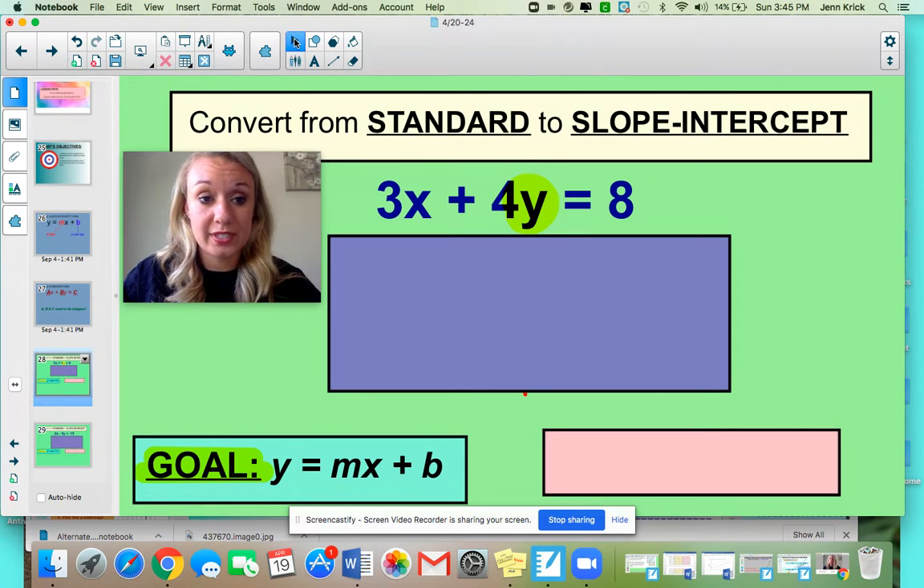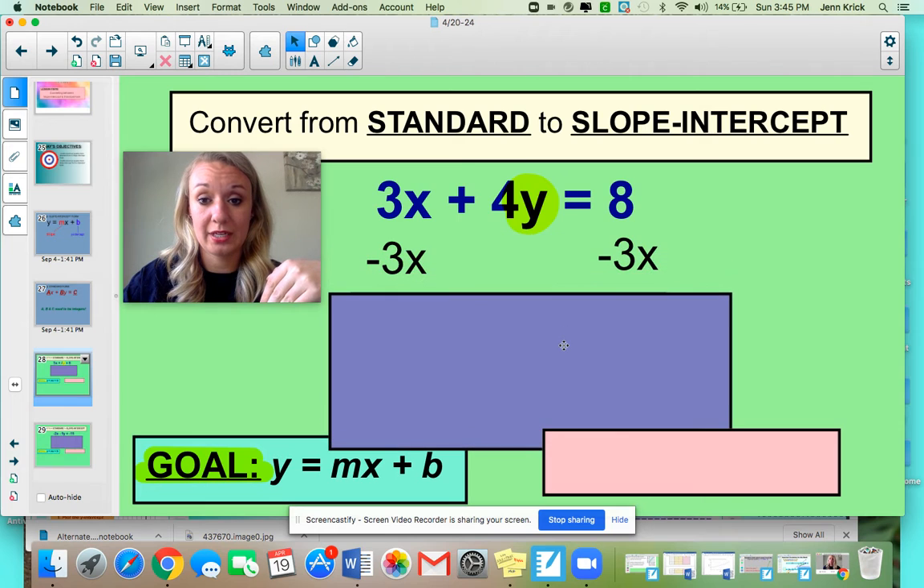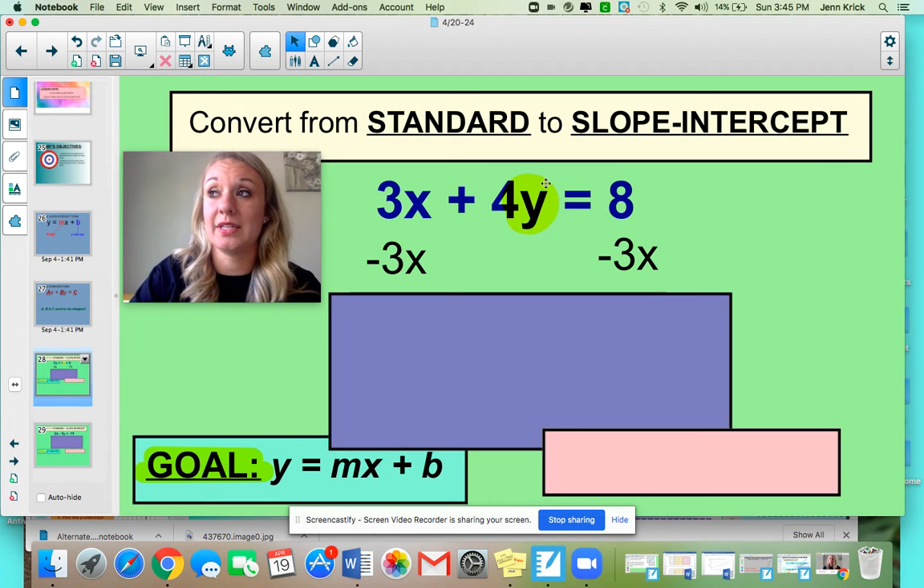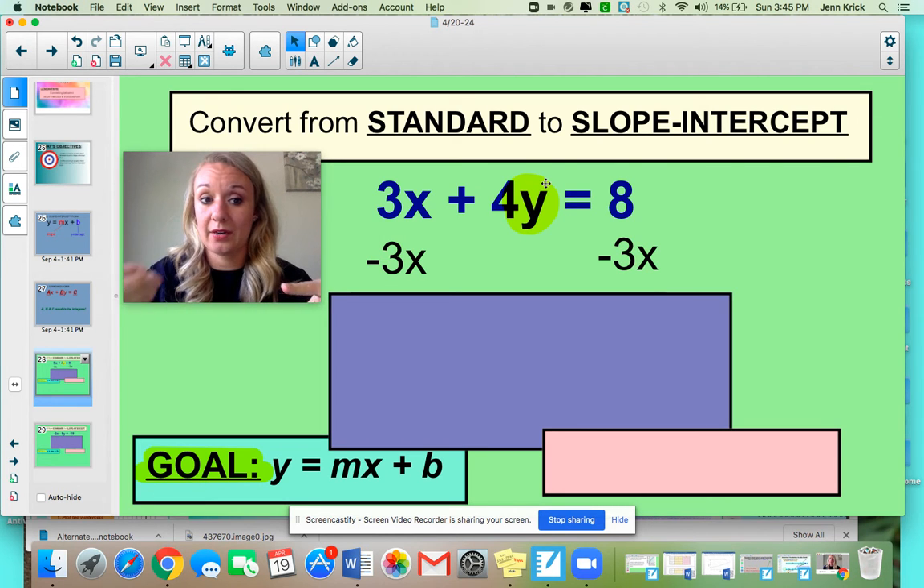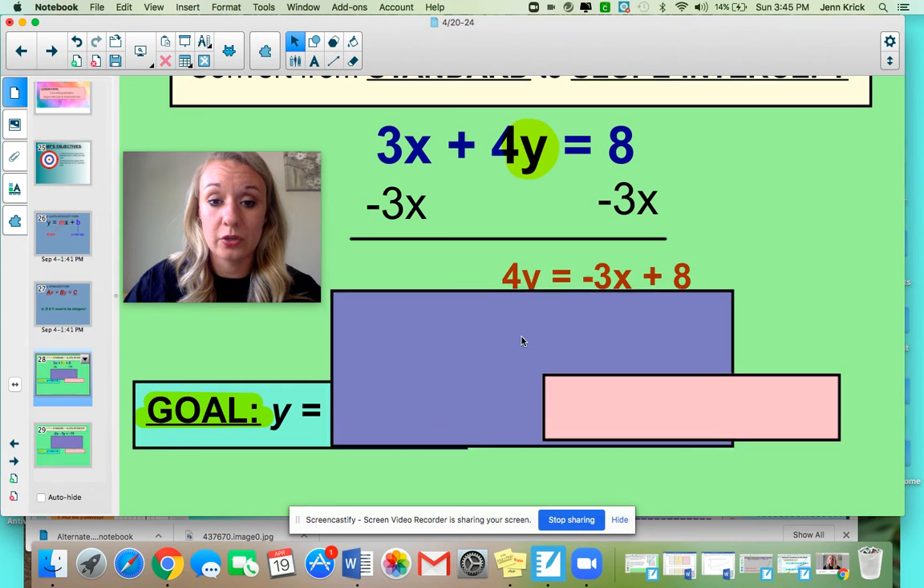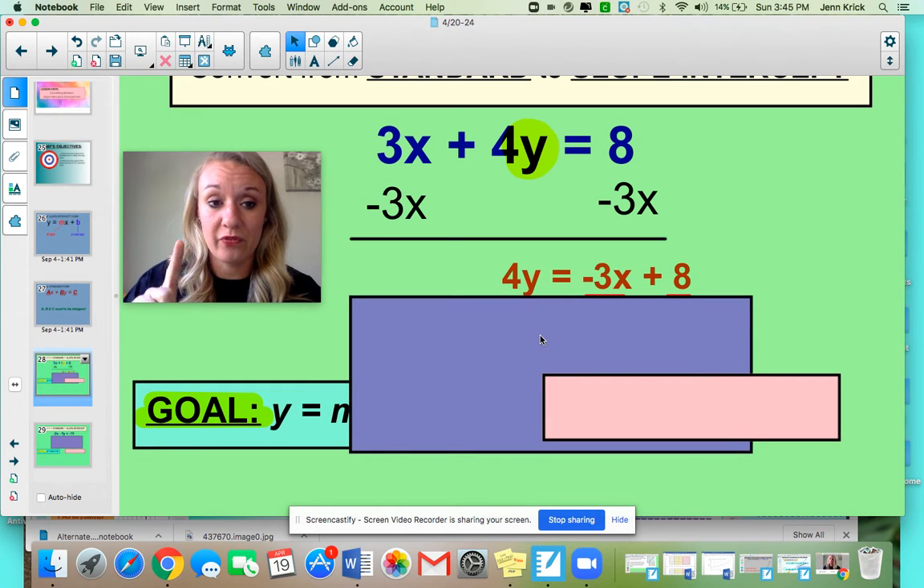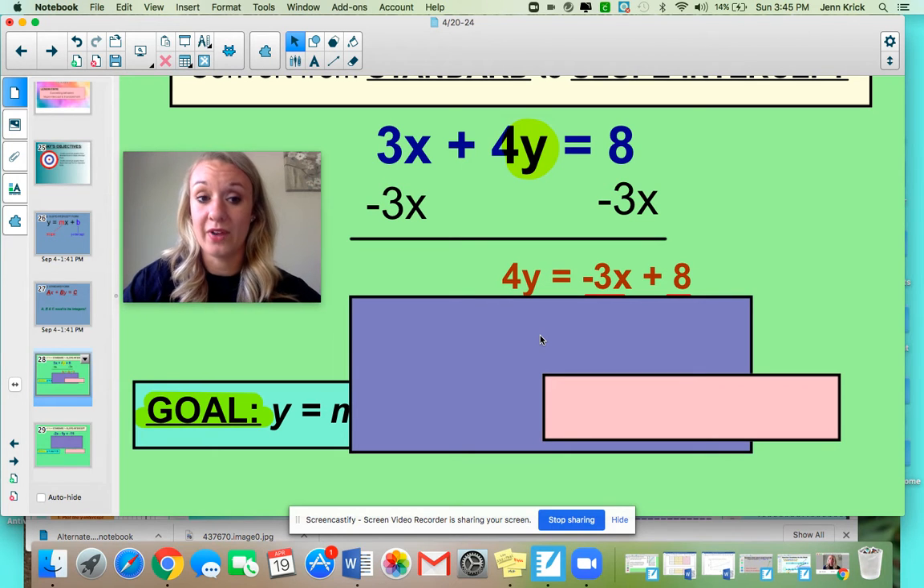So naturally, the first thing that we want to move to the other side is our 3x term. Because it's positive, we're going to use the inverse operation by subtracting it from both sides. Now, when you do that, these cancel out here and you just have 4y. But here's what you need to be cognizant about. You've got 8 and you've got negative 3x. For it to be truly in slope-intercept form, you have to have that negative 3x part come first. So it would look something like this. You've got 4y equals negative 3x plus 8.